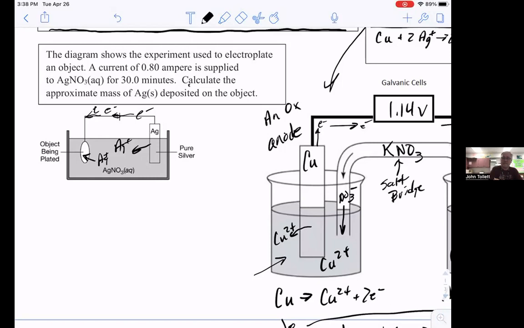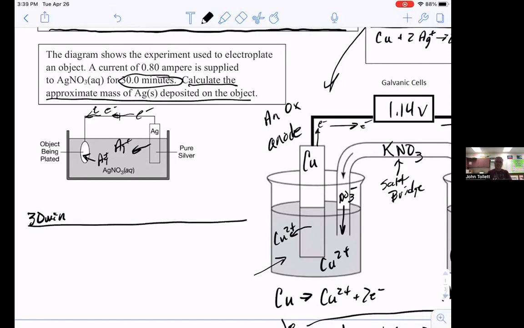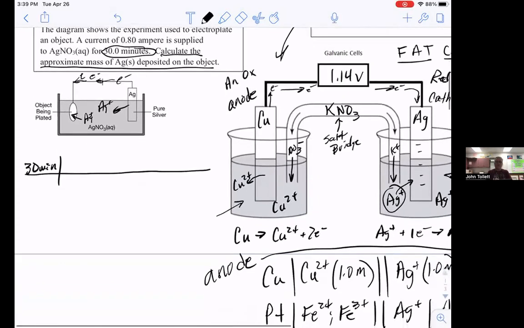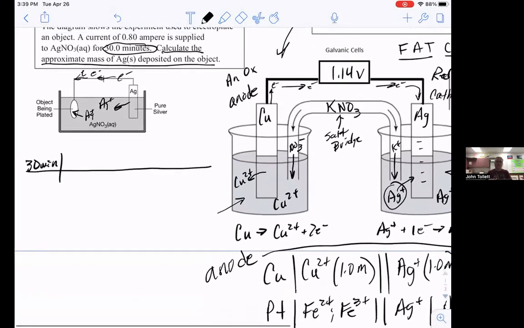But they want us to calculate the approximate mass of the silver deposit on the object. There's two ways these equations are asked generally. One is that they ask you how long it will take, in which case you solve for time having been given the mass, or you solve for the mass having been given the time. And in this case, we're actually given time. So we're given 30 minutes where this current is applied, and our current is 8 amps.